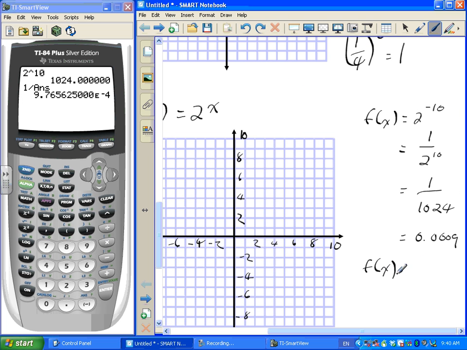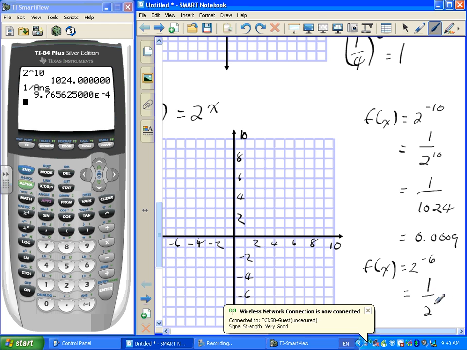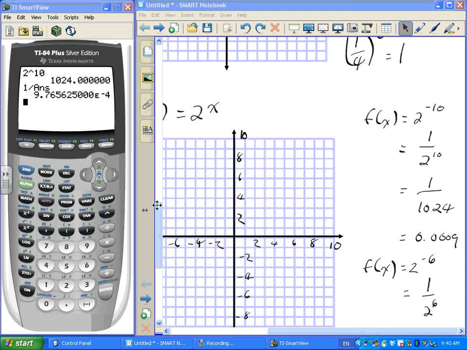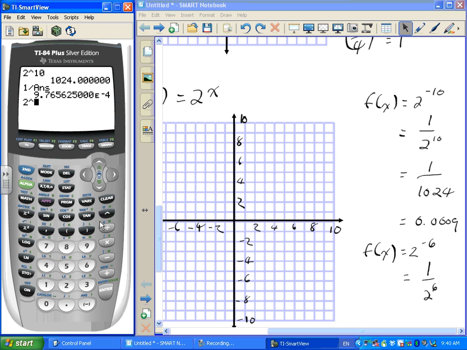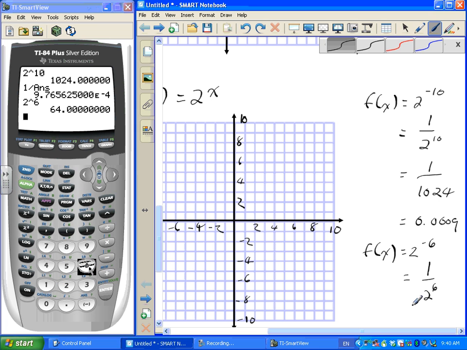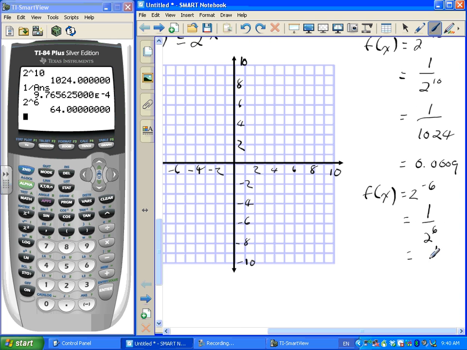So, f at x is equal to 2 to the power of negative 6. Just like Ian said before, I need to flip this into a fraction, put it to the power of 6. Let's solve. 2 to the power of 6 equals 64. So this is now a fraction that says 1 over 64.